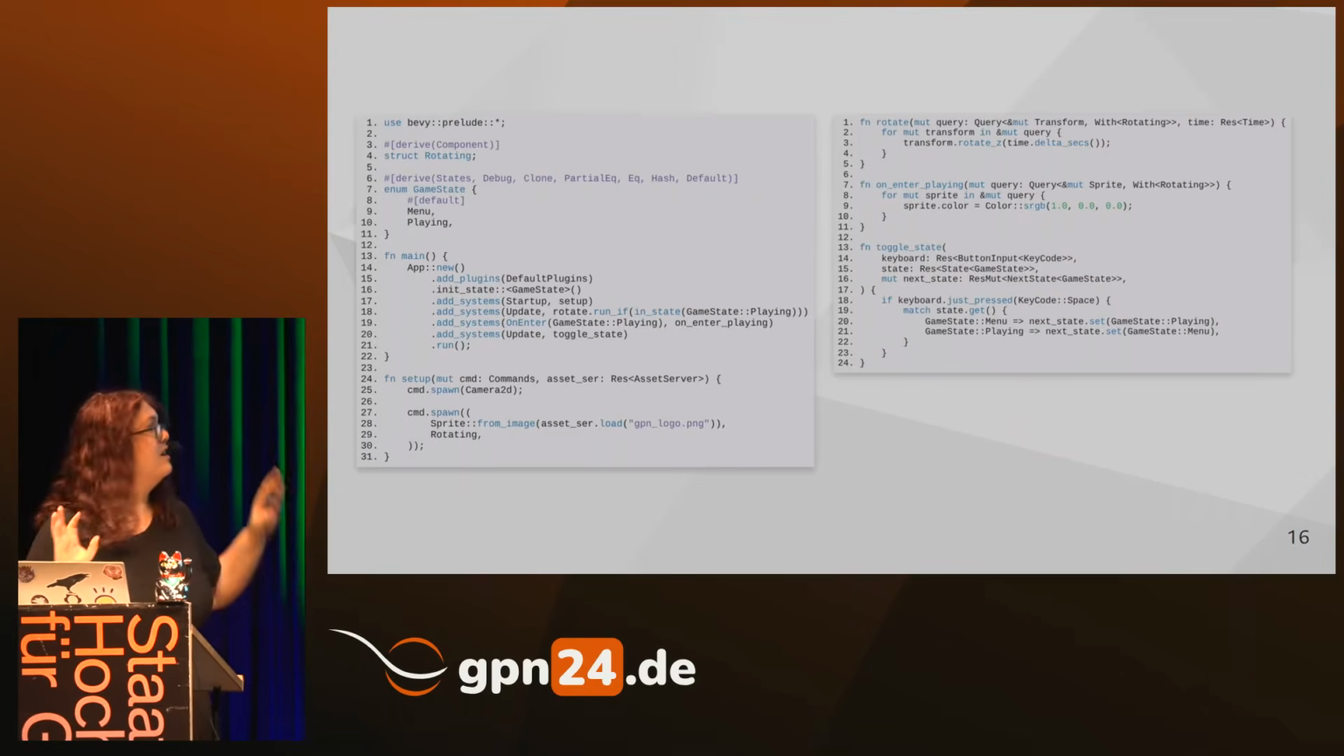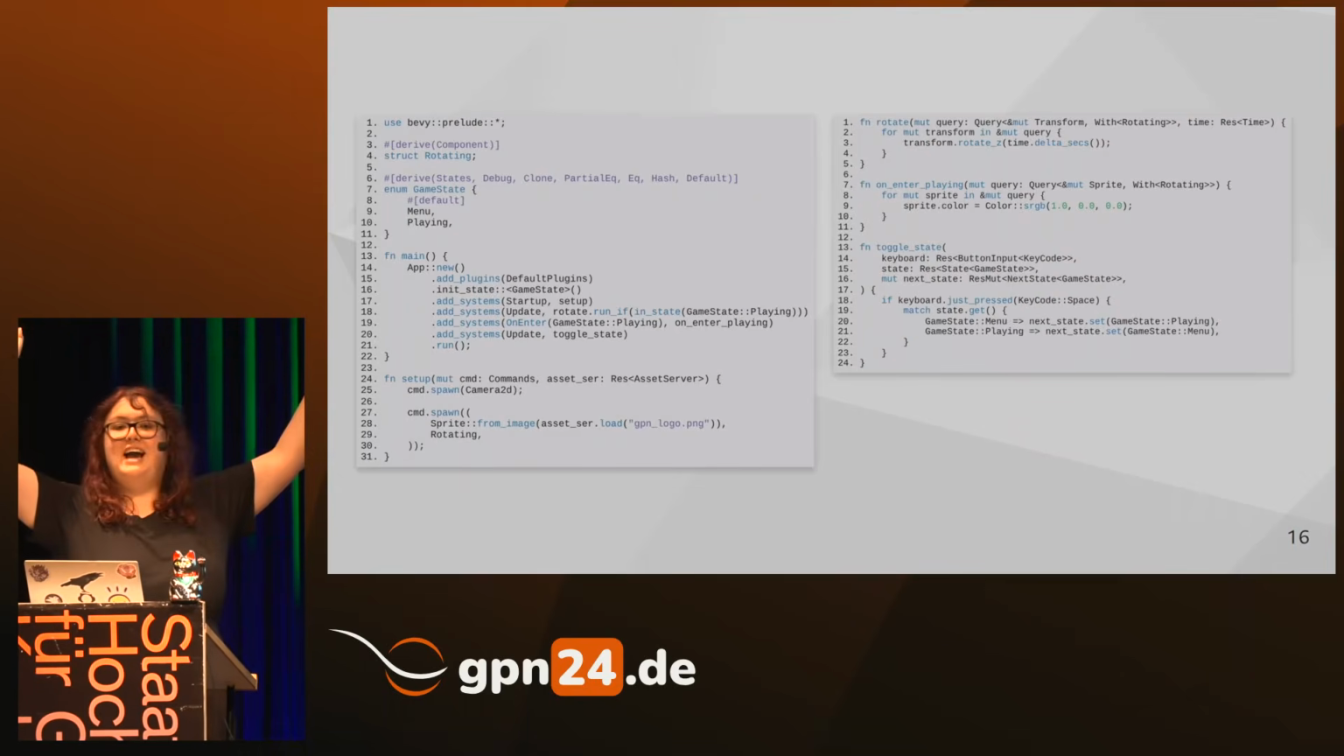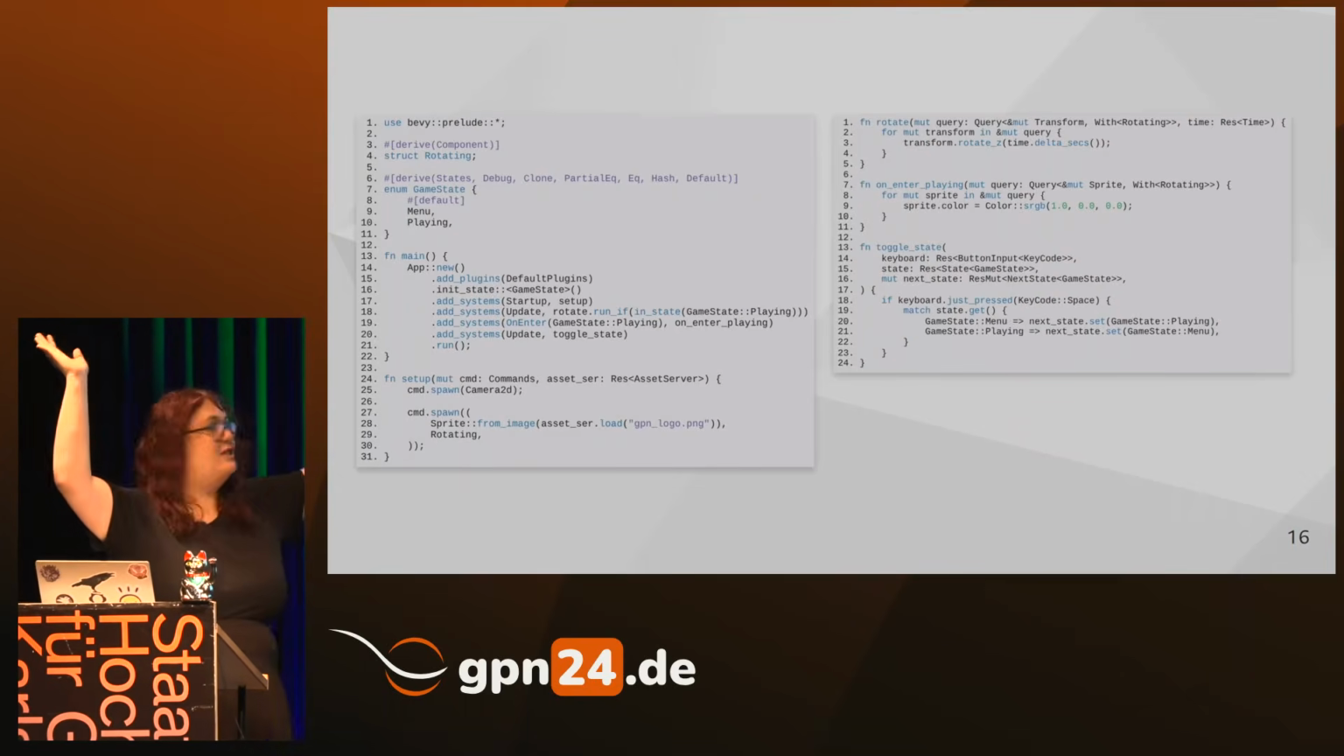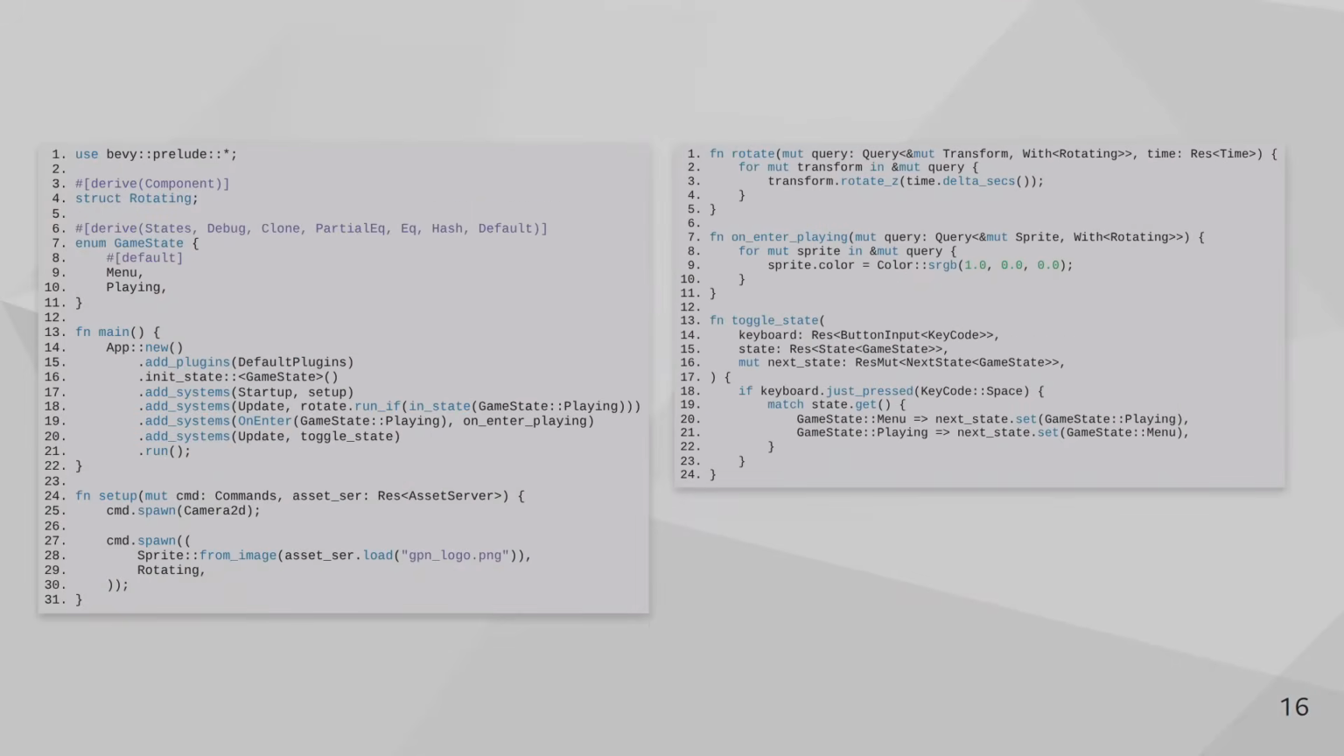Pro tip. So, okay, we're getting more code. I tried to keep it as concise as possible. The original version of this deck was even smaller, but I broke it down into two separate ones here. So, we have our startup setup, just like we had before. We had our rotate, but this time, run if in state, GameState Playing. We'll get to that in a bit.